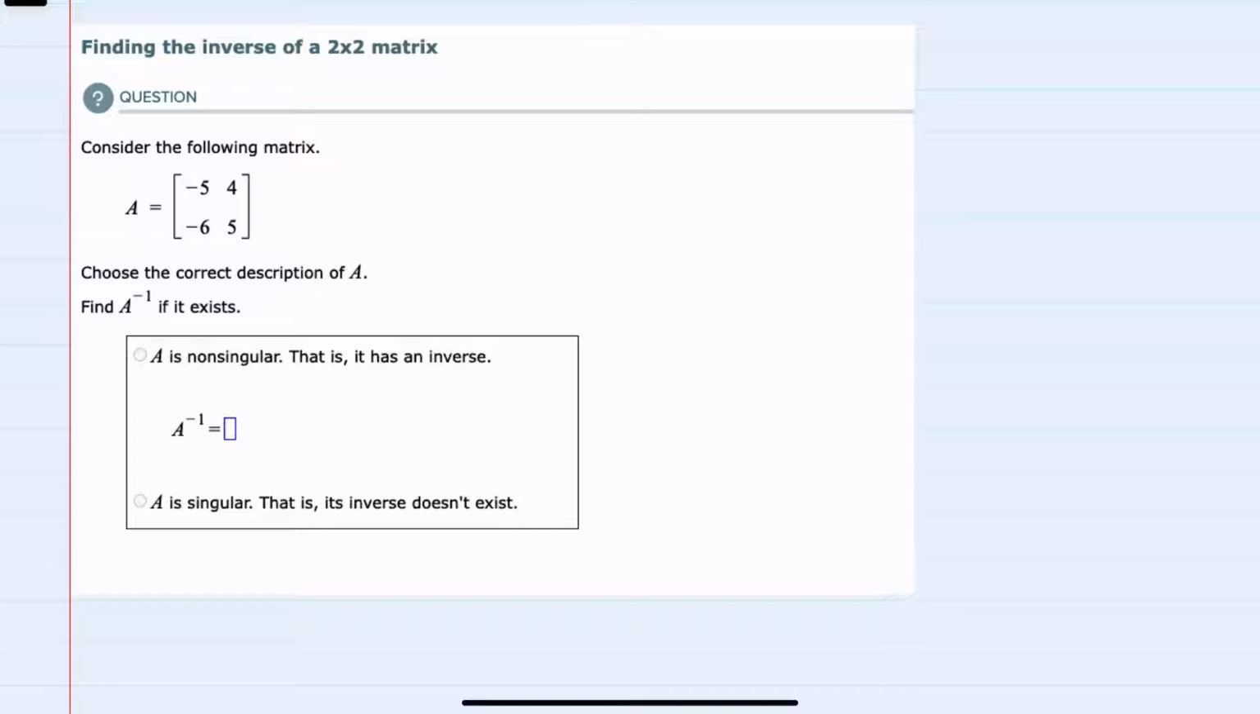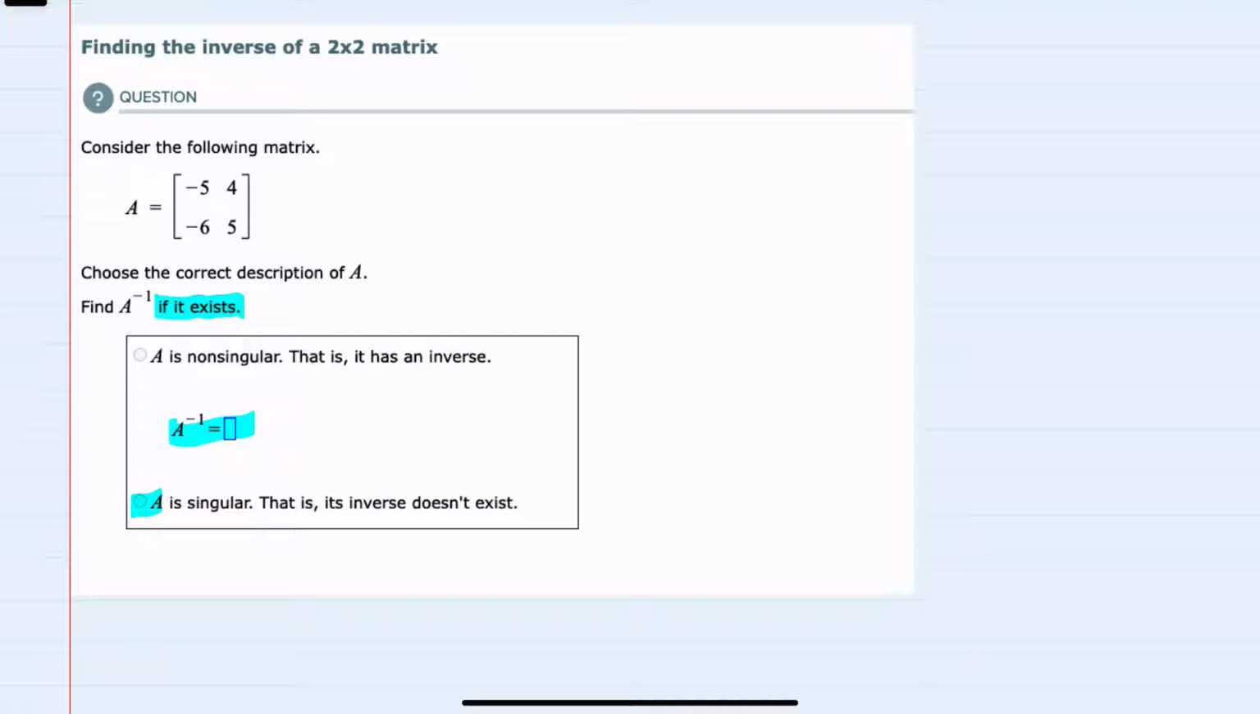In this video, I'll be helping you with the ALEKS problem type called finding the inverse of a 2x2 matrix. We have here our matrix A, and we're asked to find the inverse if it exists. So if it exists, we'll give the matrix. If it doesn't exist, we'll say that it's singular, meaning that it doesn't have an inverse.